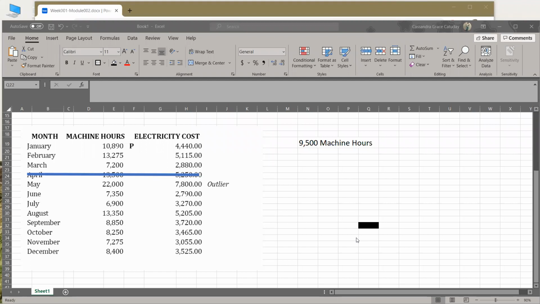Ma'am, excuse ma'am. Ma'am, okay. Yes. 2 decimal. 2 decimal, yes. Sige po. Yeah.